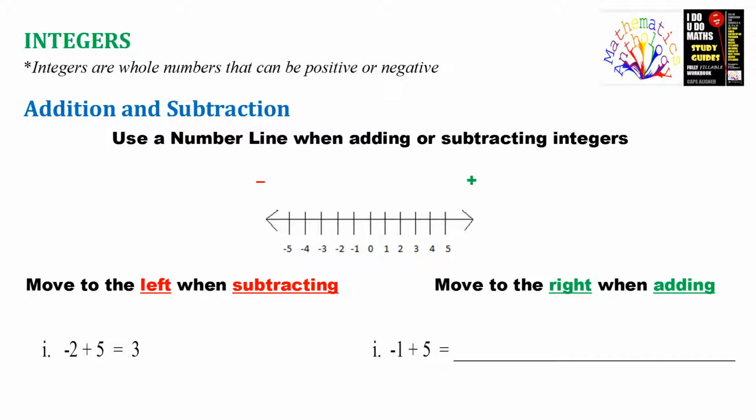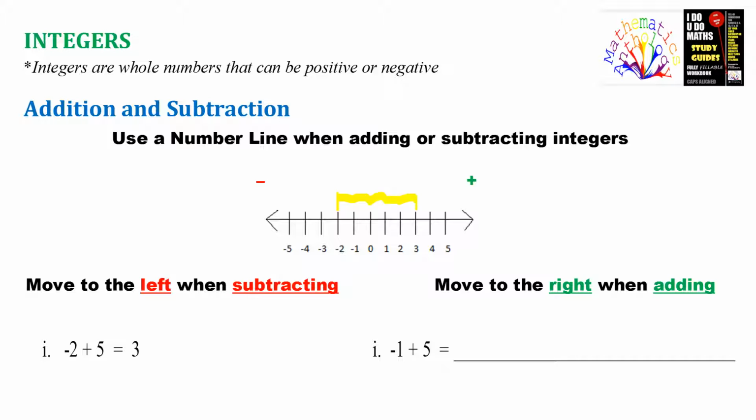So if you have negative 2, let's start with negative 2 plus 5. So there's negative 2 here. Remember, if you're adding, you need to move to the right. So we're going to add 5 units. So we're moving 5 units to the right. 1, 2, 3, 4, 5. 5 units to the right, we stop at positive 3. So our answer for negative 2 plus 5 is positive 3.